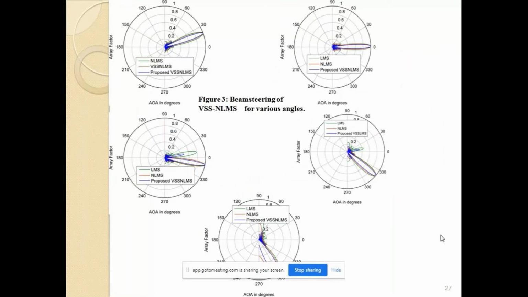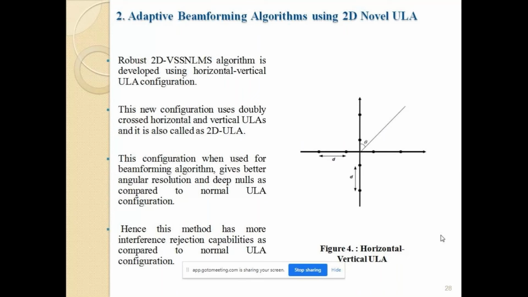Now, as far as beam steering is concerned, when you use the uniform linear array, you can see in the figure the beams are rotated from 0 to 30 degrees, from 0 to 40 degrees. So from minus 90 to plus 90, in all directions, the beams have been steered.